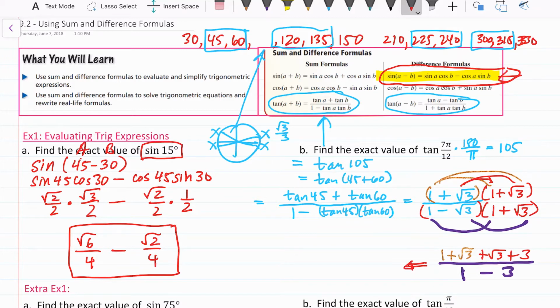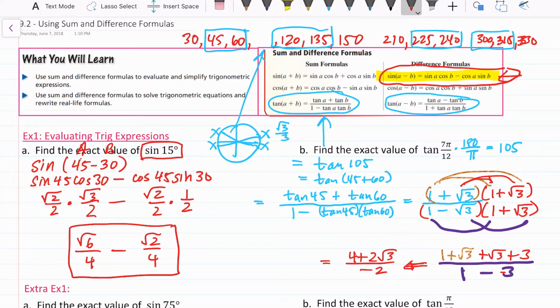Keep going. So at the top, I'm going to have 4 plus 2 radical 3. And in the denominator, I'm going to have negative 2. And that will always be the case when you're doing tangent, that you're going to have minus 2 in the bottom. And it will always be the case that in the numerator, you're either going to have positive 4 or negative 4, and negative 2 radical 3 or positive 2 radical 3.